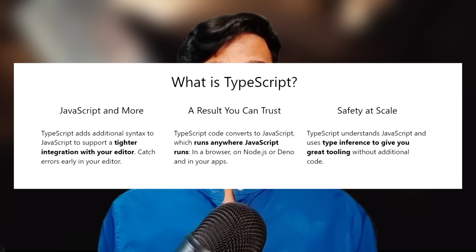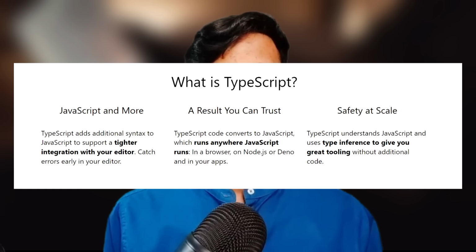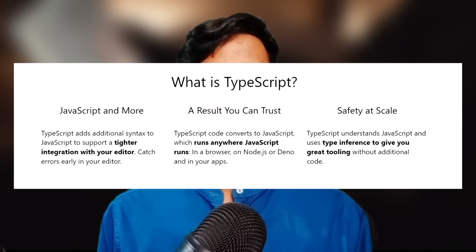But wait, what is TypeScript and how is it different from JavaScript? So TypeScript is a superset of JavaScript and is built on top of that. According to TypeScript's website, TypeScript is JavaScript that scales, meaning it's perfect for big projects and production-grade apps, plus it saves you from a lot, and I mean a lot, of errors. And most of the apps that you use today are most likely built using TypeScript.